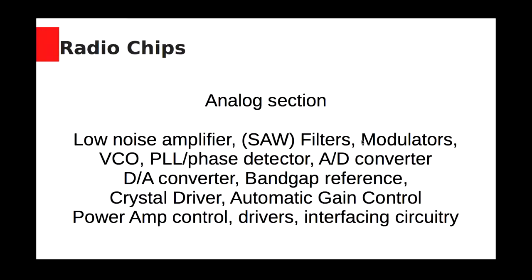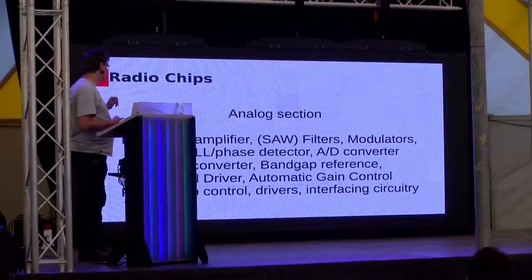Well, now let's go to radio chips, because there's nothing more analog than a radio signal. What is all in a radio chip that might not be completely known to everybody? There are many things there. There's low noise amplifiers, SAW filter. There's a surface acoustic wave. That's a very narrow band filter, which is mainly, for example, used in GPS receivers.